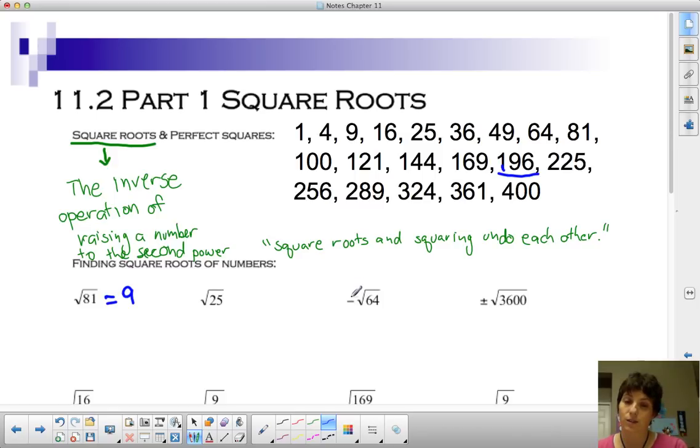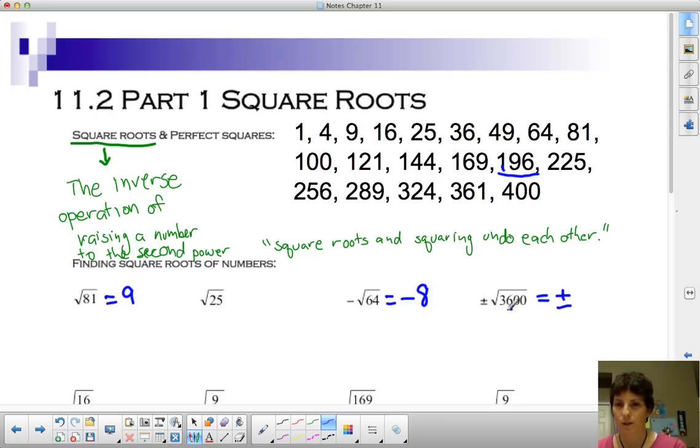In contrast, this third problem, where we have negative the square root of 64, they're only looking for the negative answer. So the negative square root of 64 is negative 8. And last but certainly not least is this fourth problem, where we have that plus minus sign. In this problem, they are looking for both answers. So we can just repeat that plus minus.